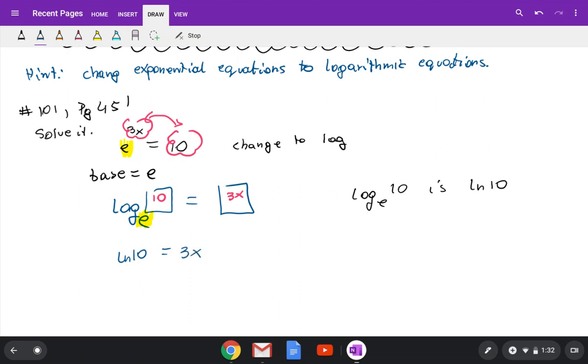Logarithm of base e, which is ln. Each calculator has ln, so make sure that you check it. It should be on the left side of your calculator. And now what we're going to do is solve for x. You need to isolate this x, so just divide each side by 3.